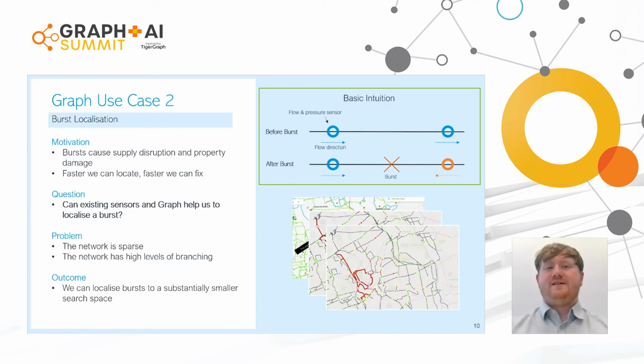And so the outcome of this is that we have that much smaller area which people can search to go find the burst. And that reduces the time needed to find the failure. And so the impact to the customers is much reduced.